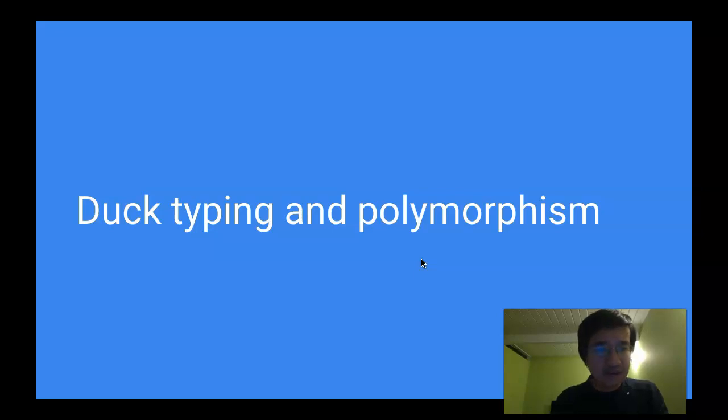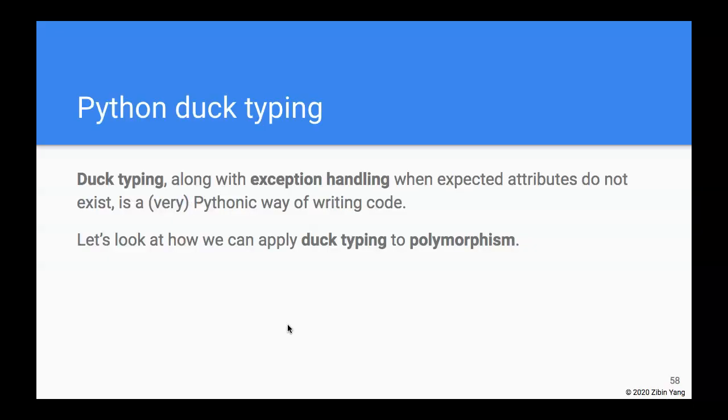Hi, so we're going to talk about how the idea of duck typing can apply to polymorphism. In a previous video, we saw how to apply the idea of duck typing to defining a function or a method, especially where a parameter of the function or method does not have all the expected attributes that the function or the method needs, then an exception is raised to report the error.